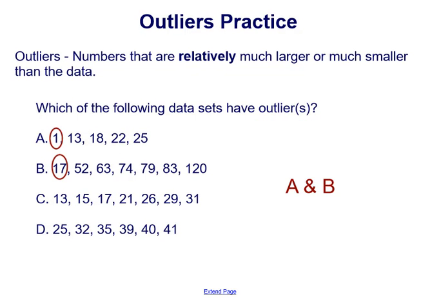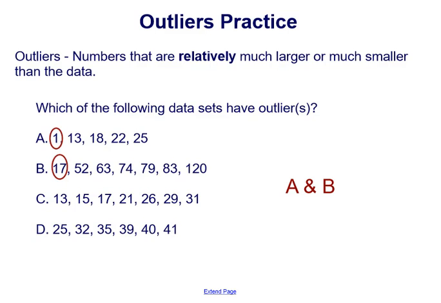So we can see in set A that most of the numbers are in the teens or the 20s. We have 13, 18, 22, 25. But then you have the number 1. 1 is a single digit. It's our first whole number, our first counting number. It's much, much smaller than the rest of the data starting up at 13.